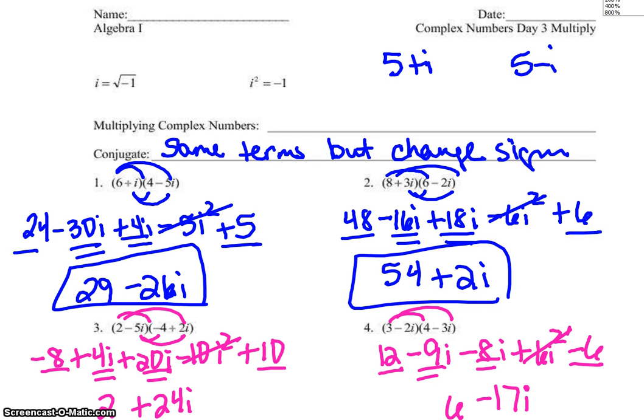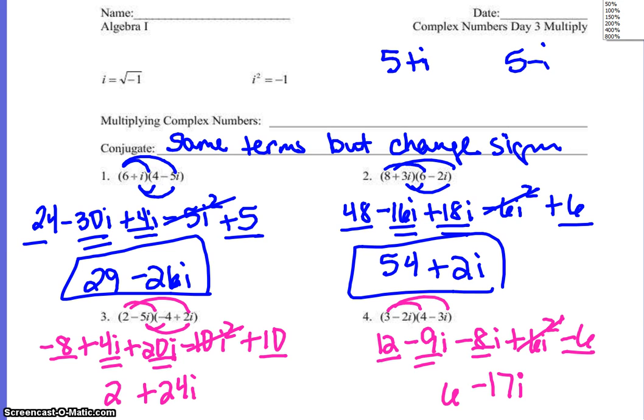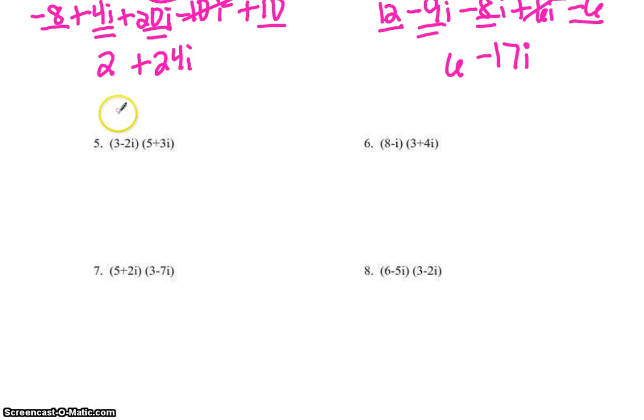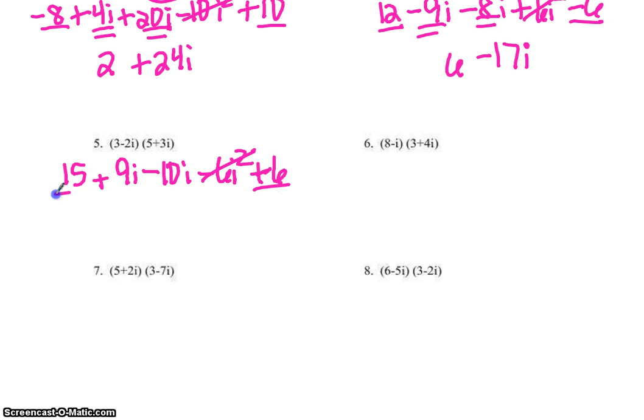Going to number 5. You're going to distribute the 3. 3 times 5 is 15. 3 times 3i is plus 9i. Distribute your -2i. Negative 2i times 5 is minus 10i. Negative 2i times 3i is minus 6i squared. The last term becomes plus 6. Your 15 and 6 combine to give you 21. 9i minus 10i is minus 1i, or just minus i.